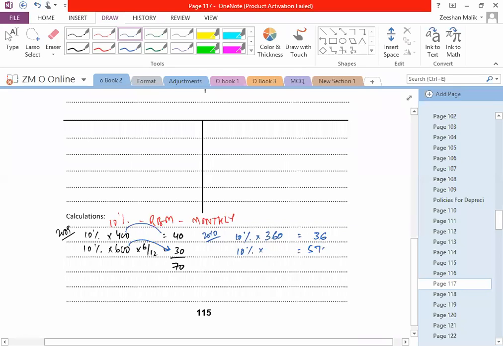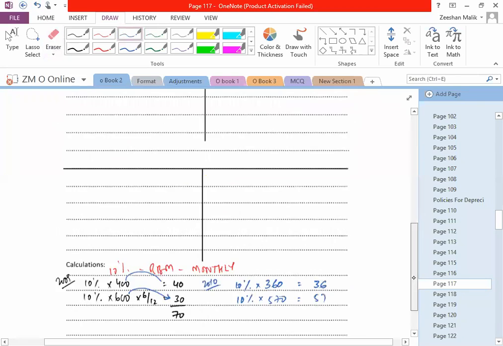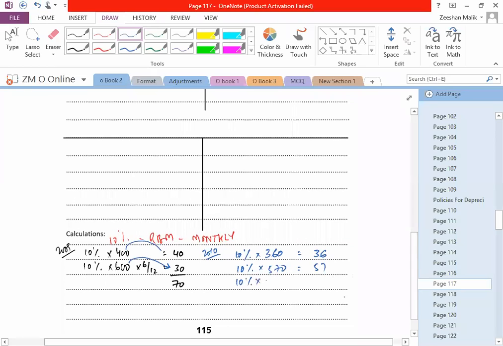That is to be 570. It becomes 57. And the new asset, 500 added on April. From April, how many months? 9.